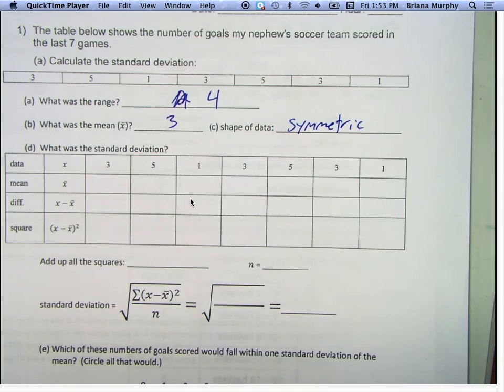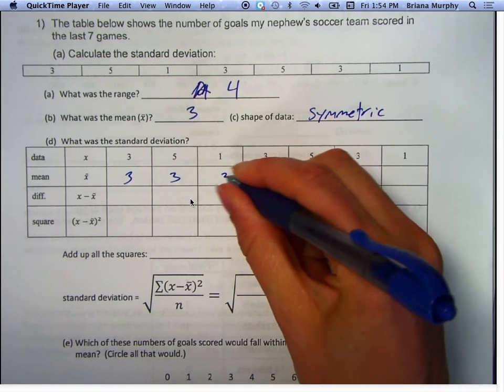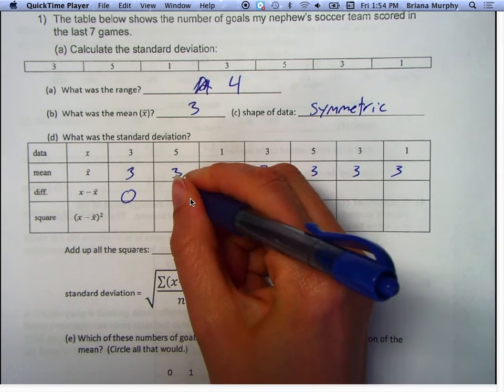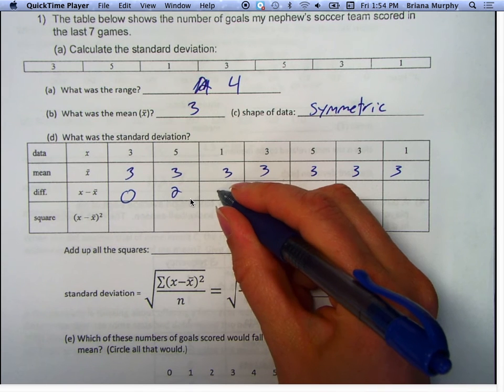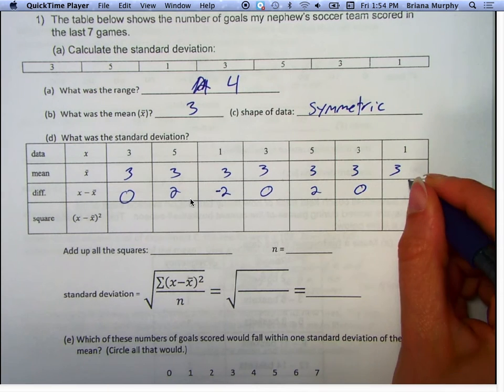Okay, so now with this symmetric data, you can go ahead and find the standard deviation. Now, the standard deviation is in your calculator, but if you see a chart like this, you do have to fill it out to get full credit. So I know the mean for all of these is 3, so I could fill that straight out. Pretty simple. Then I'm just going to subtract 0, 2, negative 2, 0, 2, 0, negative 2.